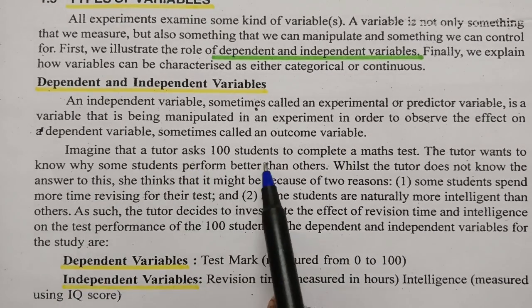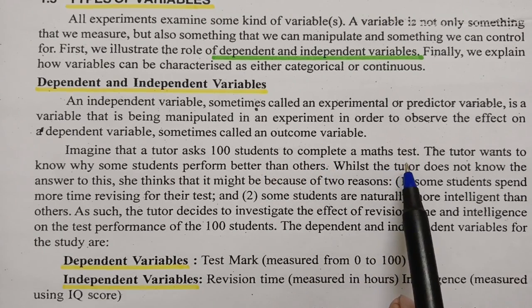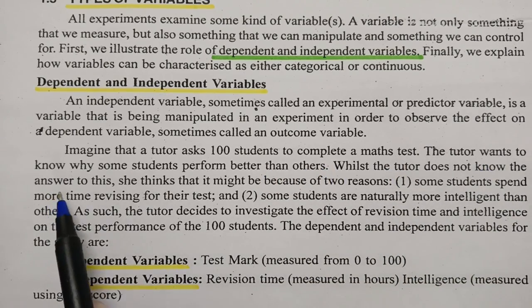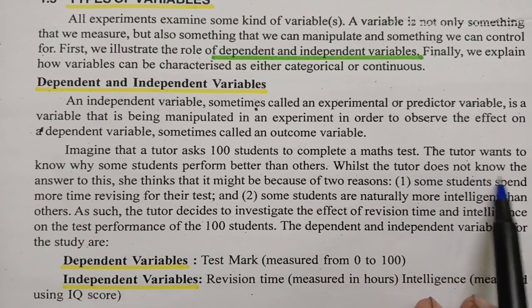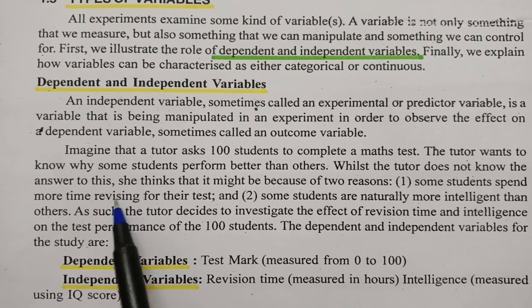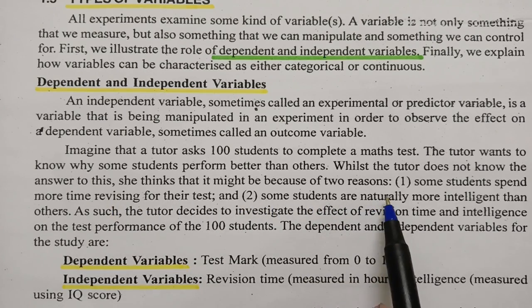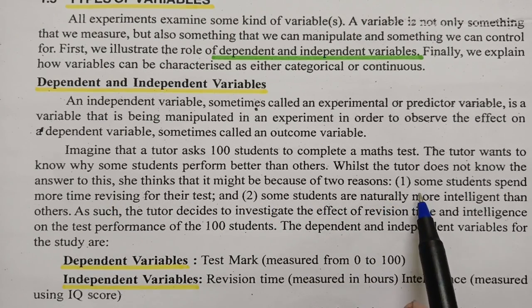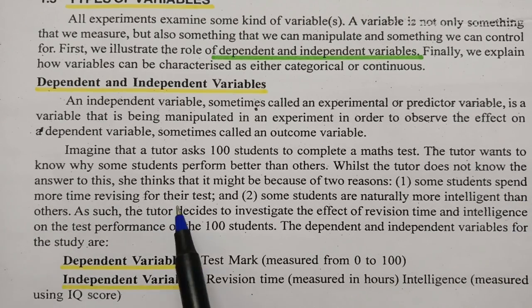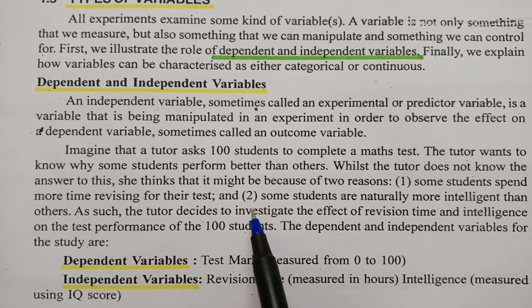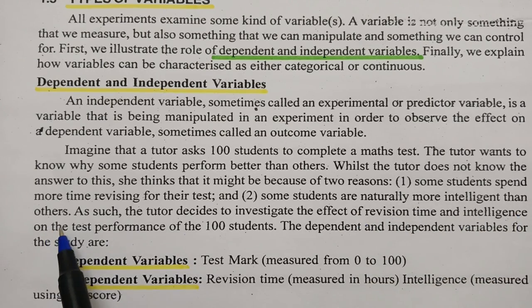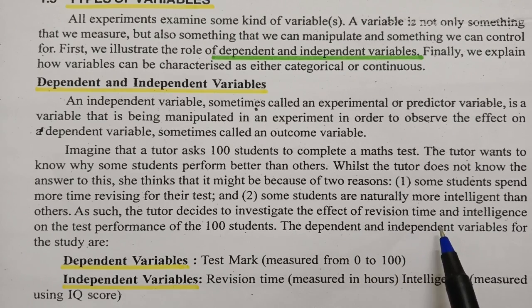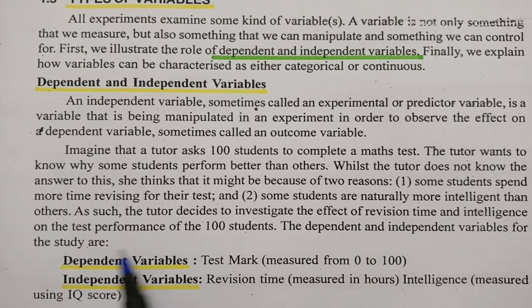Imagine that a tutor asks 100 students to complete a maths test. The tutor wants to know why some students perform better than others, whilst the tutor doesn't know the answer to this. She thinks that it might be because of two reasons. First, some students spend more time revising for the test, and second, some students are naturally more intelligent than others. As such, the tutor decides to investigate the effect of the revision time and the intelligence on the test performance of 100 students.